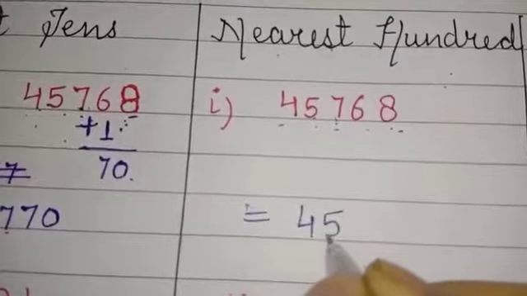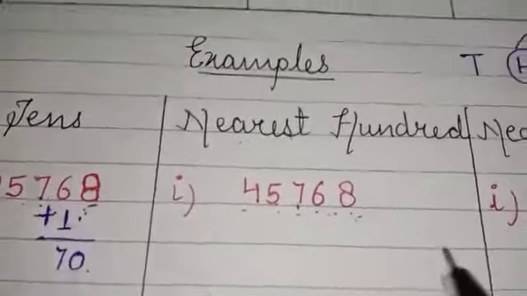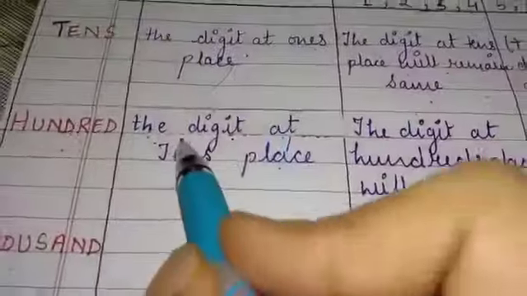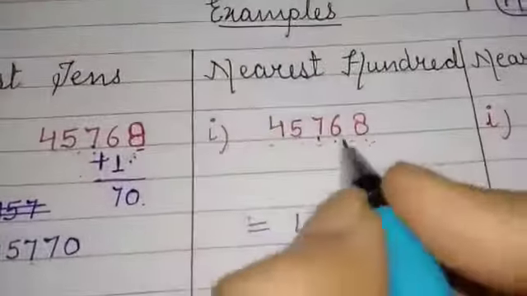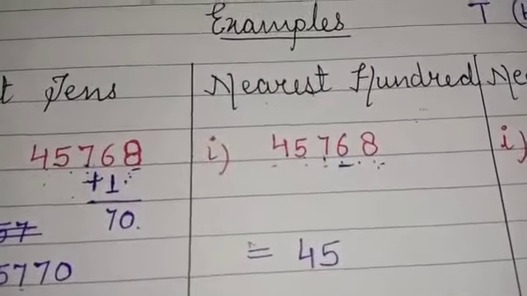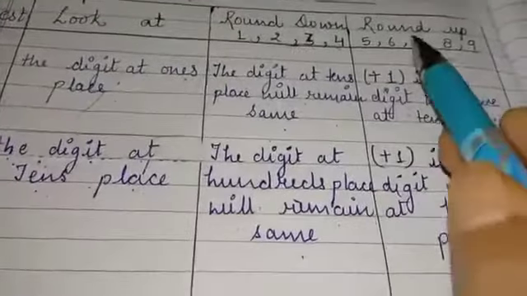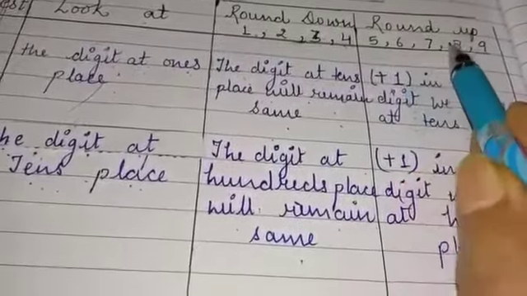45 will remain same. Next, 768. So first we have to see the digit we have at tens place. Now what we have at tens place? We have 6 at tens place. Okay, now see, if we have 6 at tens place, then what we will do? We will round up the number.